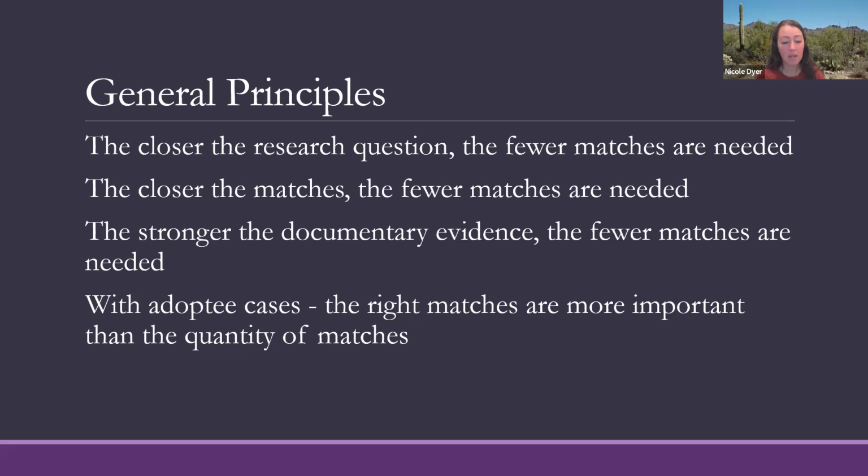And then with adoptee cases, sometimes the right matches are more important than the quantity of matches, because sometimes you have three brothers that you're trying to rule out, and if you have a whole bunch of matches from one of the brothers but not very many matches from the other two, then that still doesn't help you solve the case because you can't rule the other ones out.